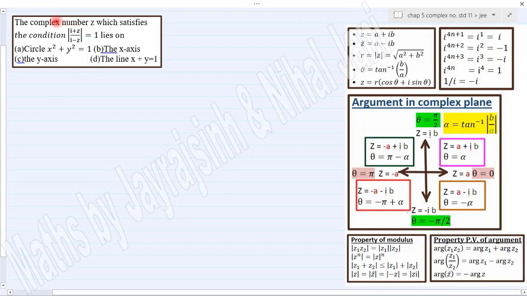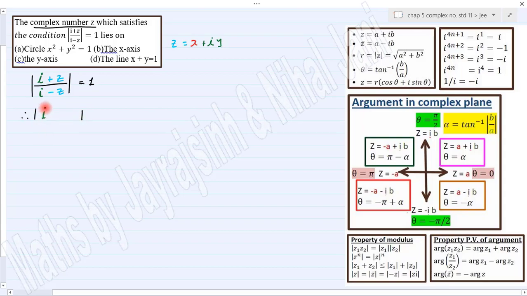In this question, we have to find the complex number z which satisfies our condition of mod of (i plus z) upon (i minus z) is equal to 1. So, let's assume our complex number z is nothing but x plus iy. That means we have to find out x and y. So let's substitute in our condition, and for simplification, let's take individual mods.